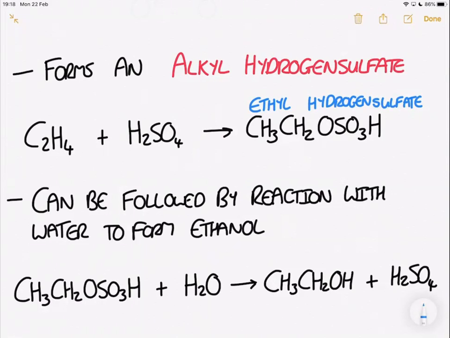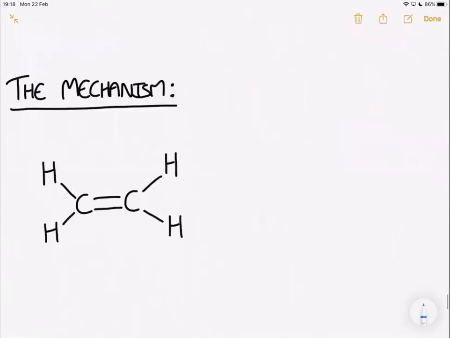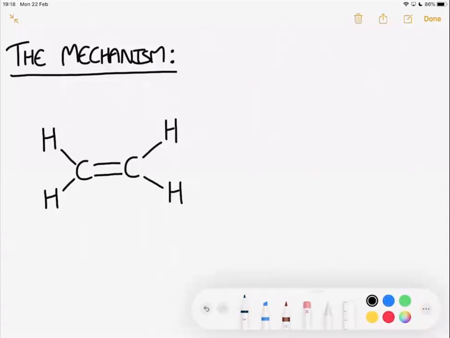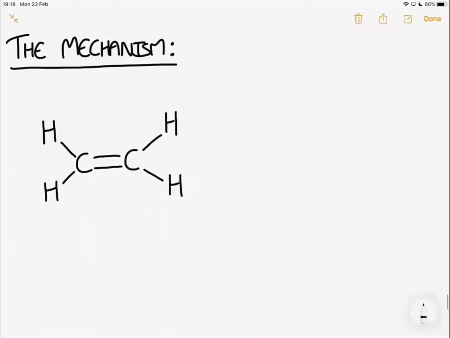Right then, let's have a look at the mechanism. So, can you remember the displayed formula for sulfuric acid? If you can, have a go at copying the structure of ethene and putting the sulfuric acid underneath it. If you're not sure, wait a minute. I'm going to do it anyway, but it's a good chance just to see, do I remember this thing that I just said you needed to remember?